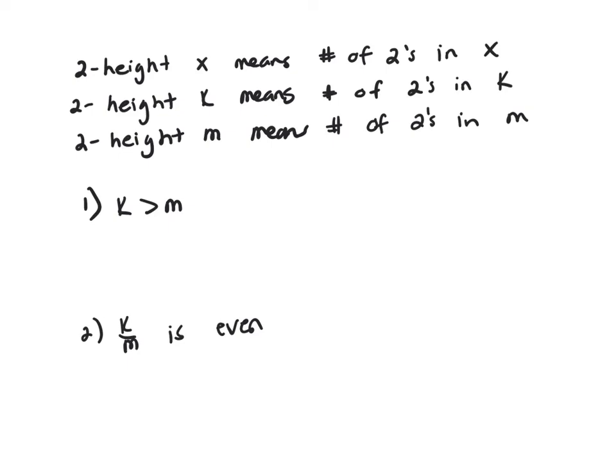So the problem reads, the 2 height of x is defined to be the greatest non-negative integer n such that 2 to the n is a factor of x. So I rewrote that to mean the 2 height of x means the number of factors of 2 in x. Number of 2's in x. 2 height k, number of 2's in k. 2 height m, number of 2's in m.